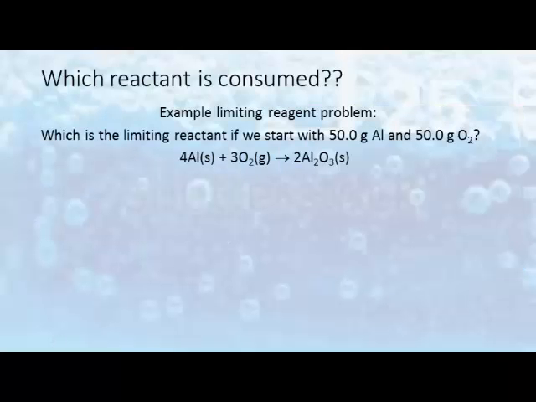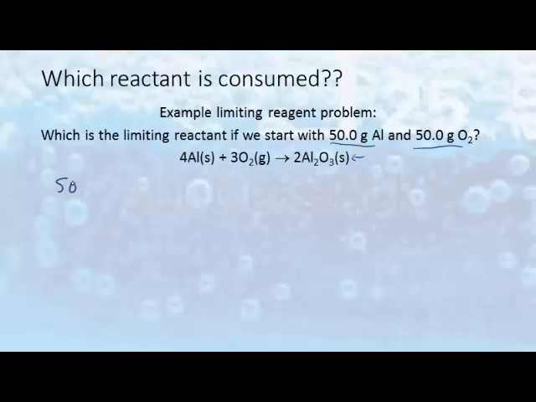Okay. So let's go over the idea of a limiting reactant or a limiting reagent. They mean the same thing. Let's say that the balanced equation has 4 aluminum atoms react with 3 O2 molecules to make 2 aluminum oxide molecules. And let's say we're reacting 50 grams of aluminum with 50 grams of oxygen. Which of those is going to run out? Which of those is going to limit how much of our product can be made? To do this, the first step is to convert each of those to moles. So let's do that first.